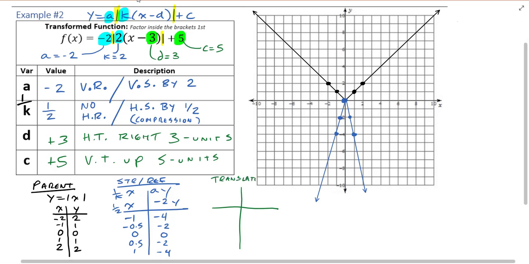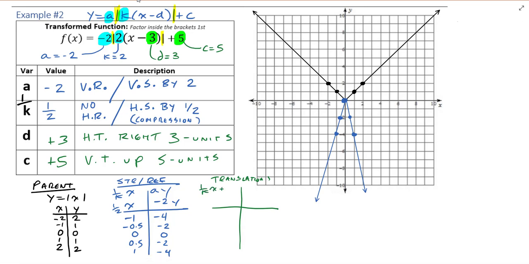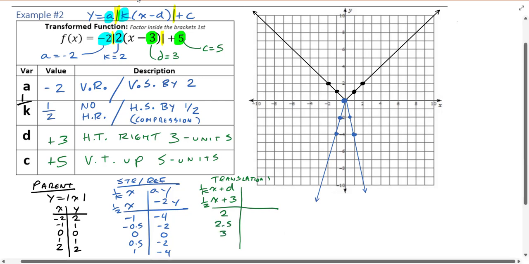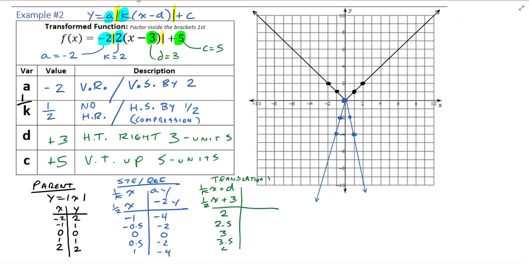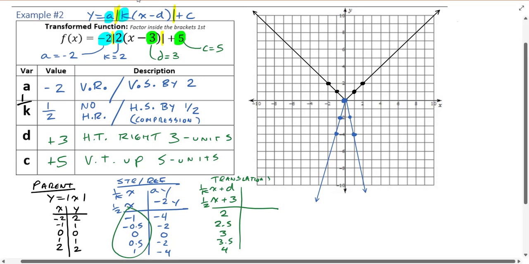All right, so what I'm going to do here is take my x-coordinates that I previously multiplied by 1 over k, and I'm going to add d. So I multiplied them by a half, and I'm going to add 3 to all of them. So this will be easy. -1 plus 3 is 2, 2.5, 3, 3.5, and 4. So I took all my x-coordinates there and added 3.